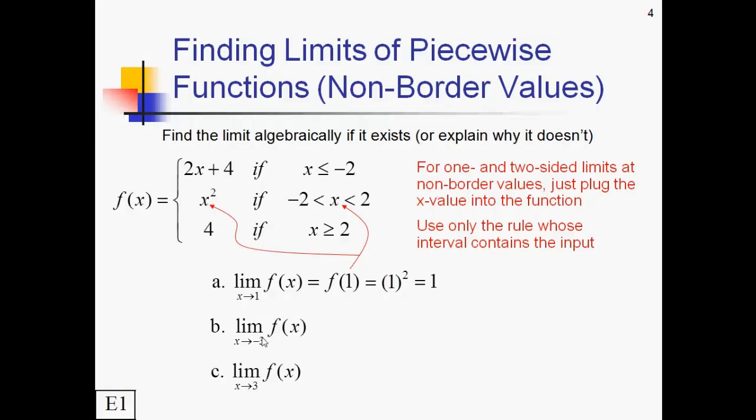Alright, so for this one, this is a non-border value. We're really just doing f of negative 3. Negative 3 is in this first interval. Negative 3 is less than negative 2. So we're just going to be plugging negative 3 into the 2x plus 4 function. So 2 times negative 3 plus 4. That's negative 6 plus 4, which comes out to negative 2. And then finally, this last one, 3, not a border value. So we're just plugging 3 into the piecewise function. 3 happens to fall in this last interval. It's bigger than 2. So whatever you plug into this last interval, you're just going to get back the value 4.